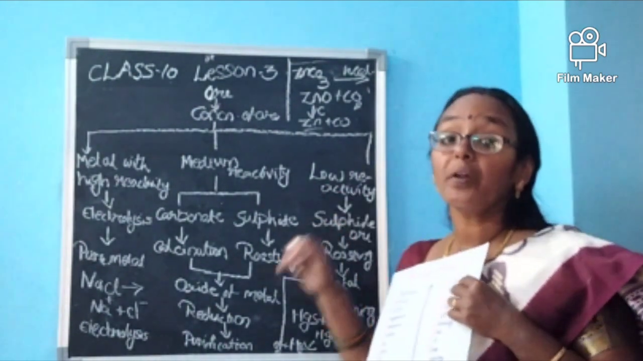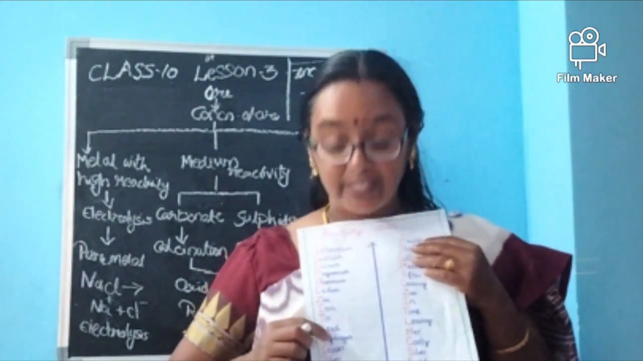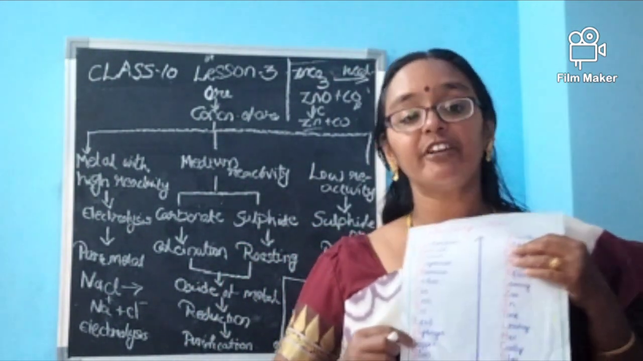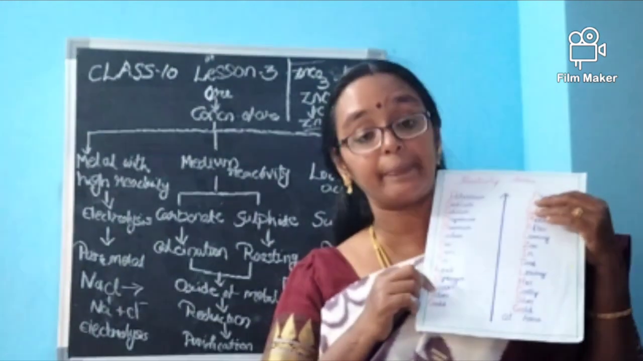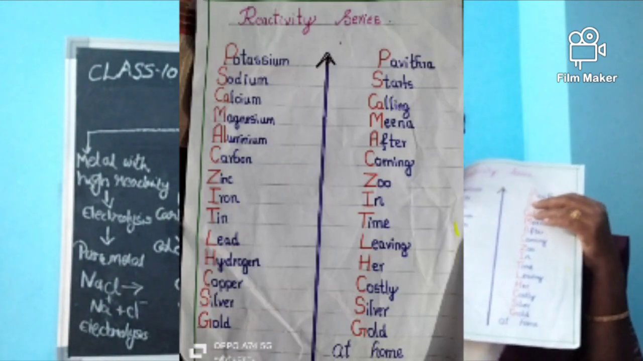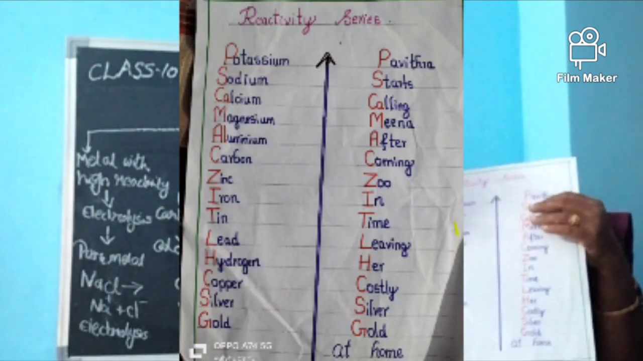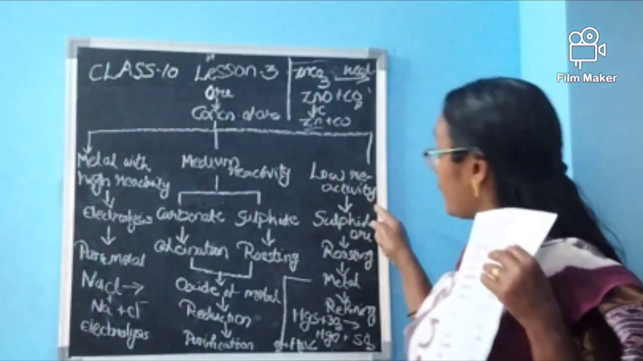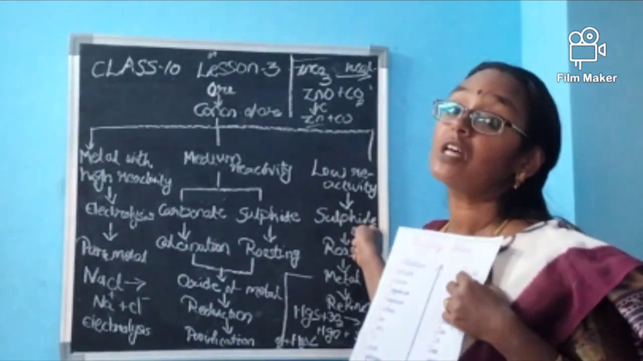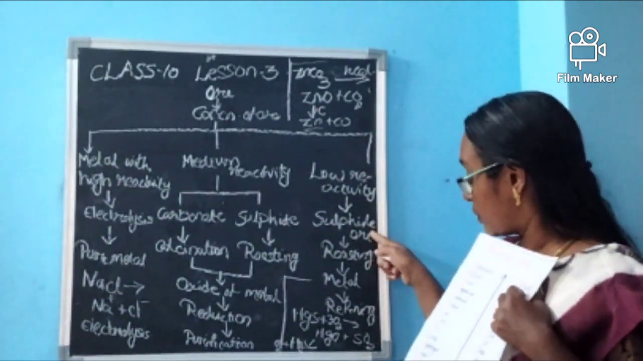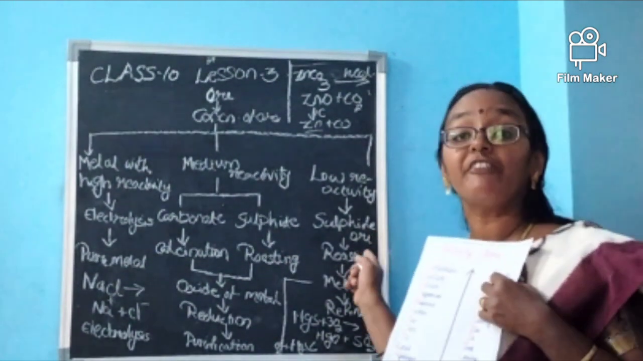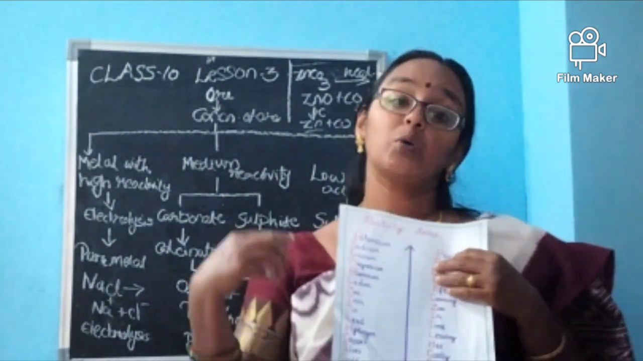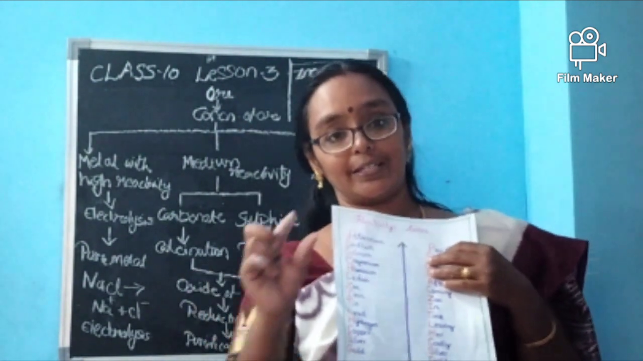Then low reactivity, for example, mercury. I told you mercury will be in between copper as well as silver. So mercury is less reactive compared to these. It will occur in the form of sulfide ore. When we roast it, we will get the metal. When we get the metal, we have to refine it to get the pure metal.